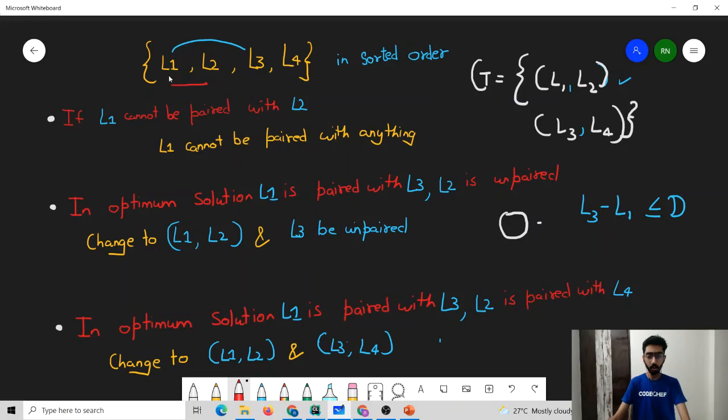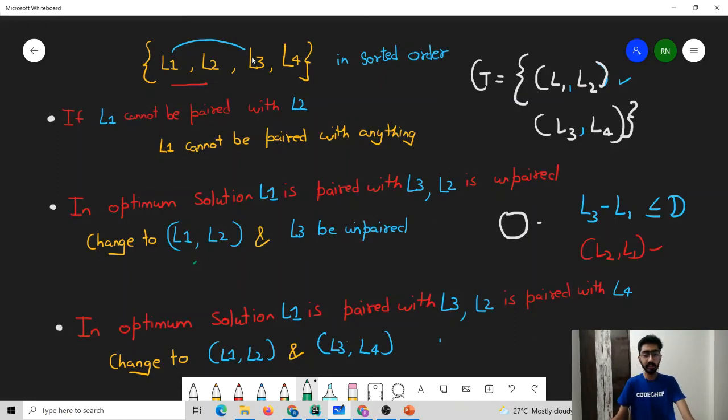Why? Because we can already see that L3 is farther away from L1 than L2 is. So if L3 itself is less than D distance away, then for sure L2 is also going to be less than D distance away. So if L3 and L1 can be paired, then L2 and L1 can also be paired. So let me try to exchange the optimum solution with my greedy solution, which is L1, L2. When I made this exchange, one thing that I made sure was, what was the solution before this exchange? Before this exchange also there was only one pairing, which was L1 and L3.